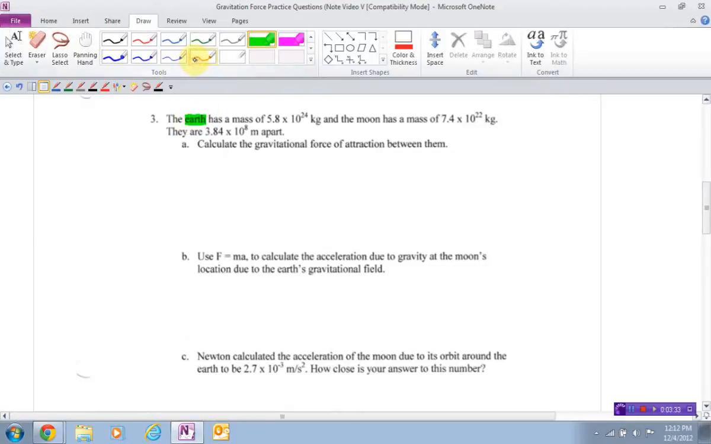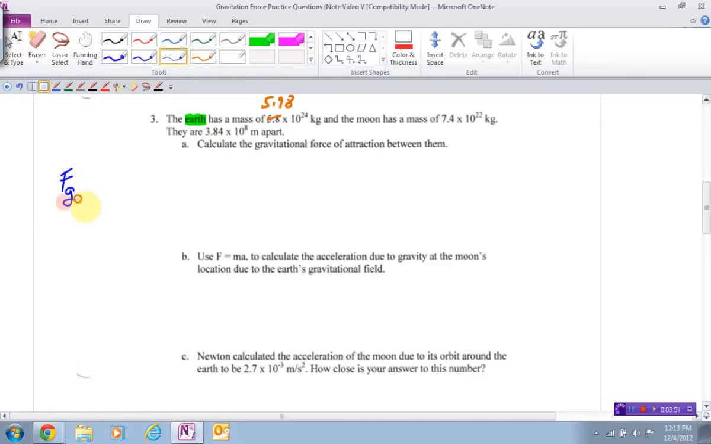Now I got to change this, okay? I put the wrong number in here. This is not supposed to be 5.8. It's 5.98 if you want to be exact, okay? Times 10 to the 24th. Mass of the moon, and we know that they're this far apart. And again, let's calculate the gravitational force of attraction between them.